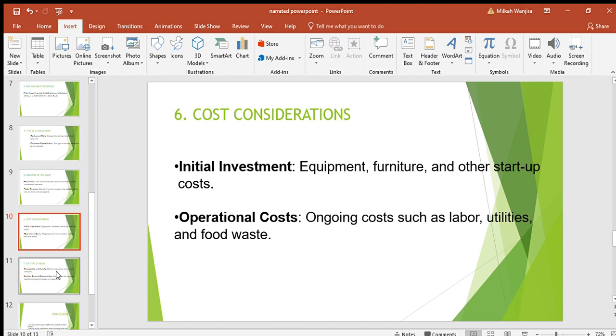Then we consider the cost consideration. Anyone with an idea about the cost consideration? Diana? Okay, for the cost consideration, you need to consider your equipment, your furniture, and also you need to do the budgeting of the food items. Correct. Just as Diana has just said, we need to consider our equipment, furniture, and also the cost of operation.